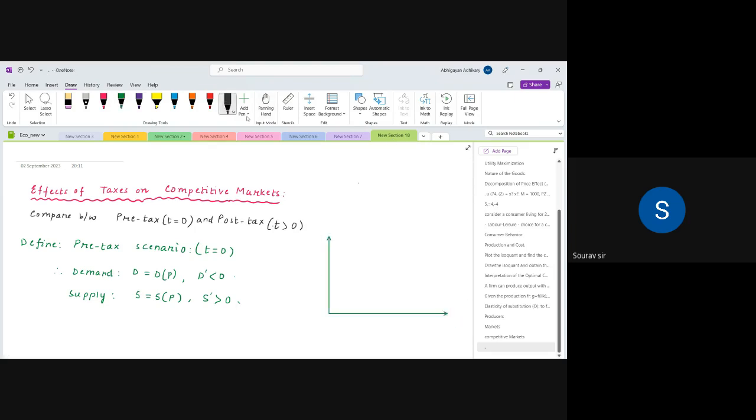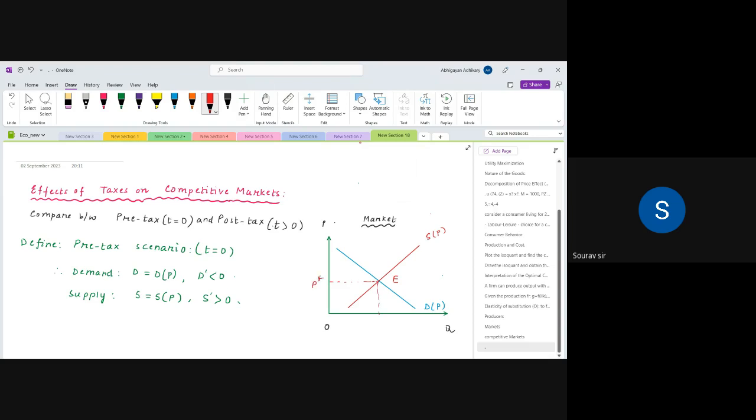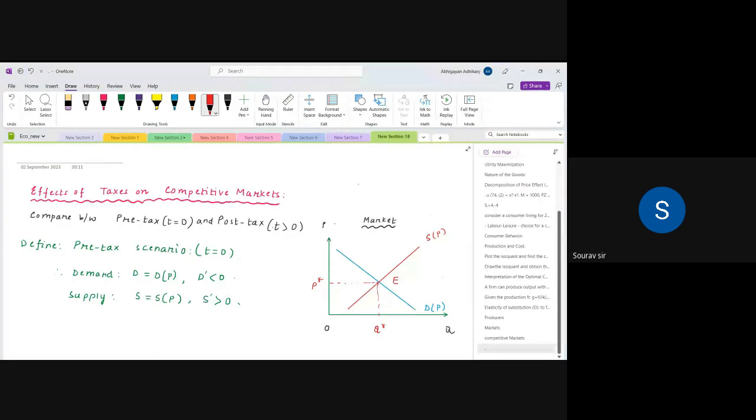Graphically, if I want to plot this, it will be the standard figure. This is my graph for the market. On the horizontal axis I have the market output, and on the vertical axis the market price. Negatively sloped demand, which is D of P, and positively sloped supply, which is S of P. The equilibrium is obtained over here: equilibrium price P star, equilibrium market output Q star. The standard setup that we usually do.